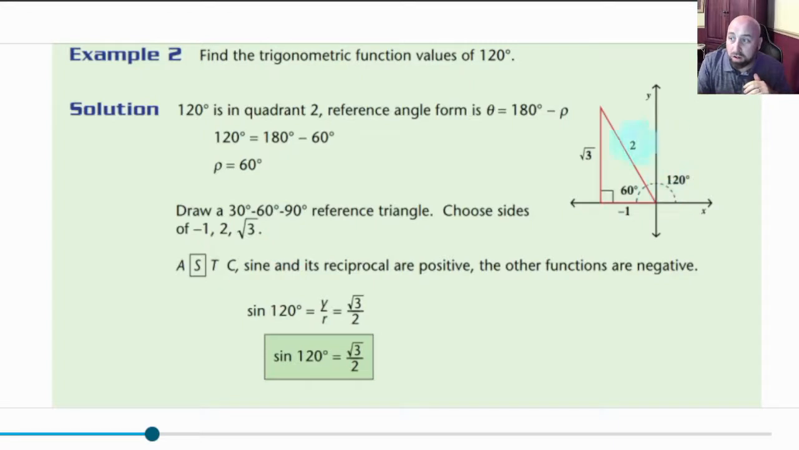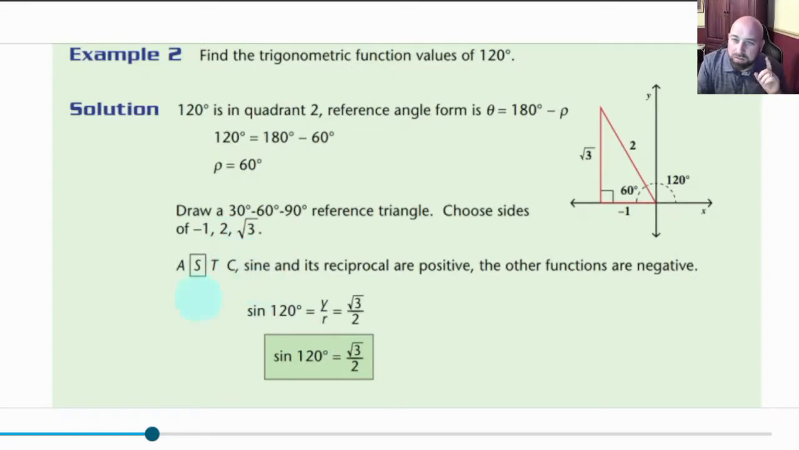So draw this right here. Why do you want to draw this? Because once you draw it, you have everything you need. What is the -1? That's the x. What is the 2? That's the r. What is the square root of 3? That's the y. So you have everything you need and you just keep building.